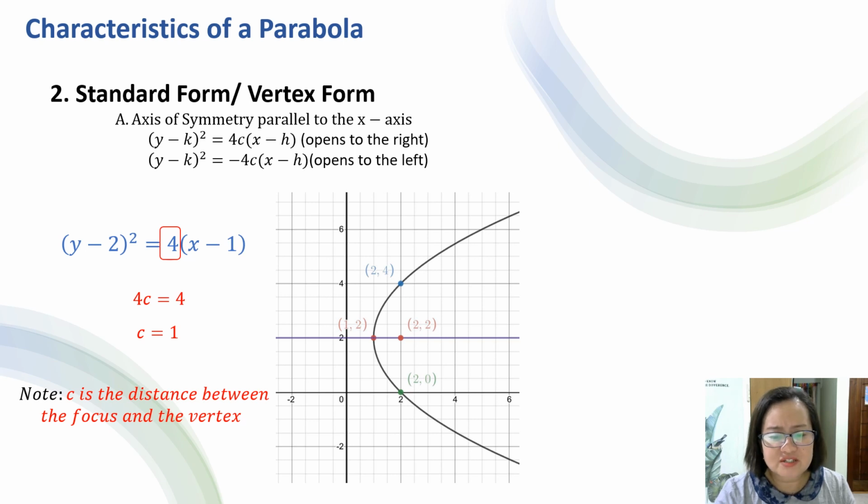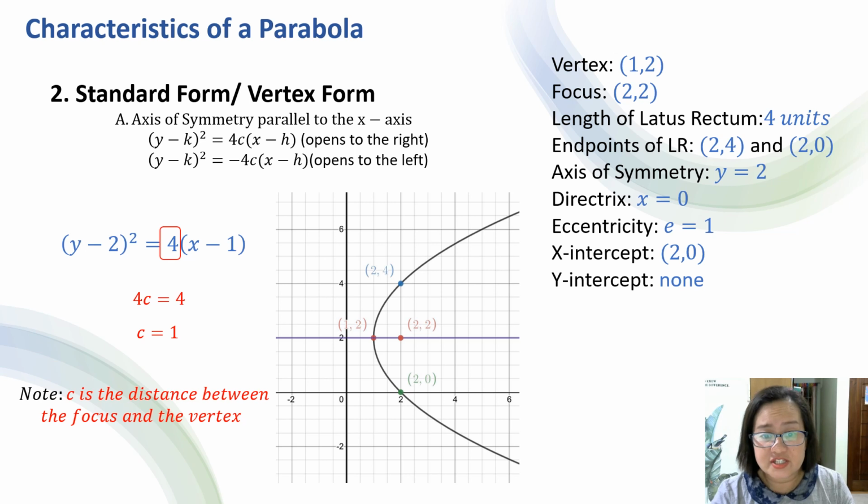We also take note that the distance between the vertex and the directrix is just the same as the distance between the vertex and the focus. In this particular example, since c is equal to 1, we can say that the distance of the vertex from its directrix is equal to 1. Thus, we can have the following details.